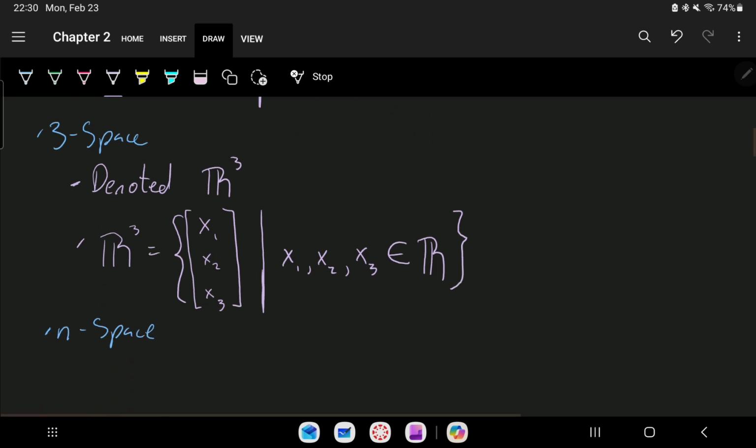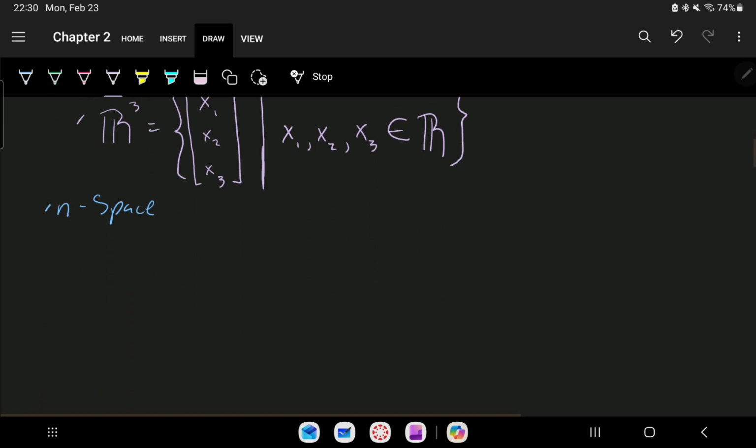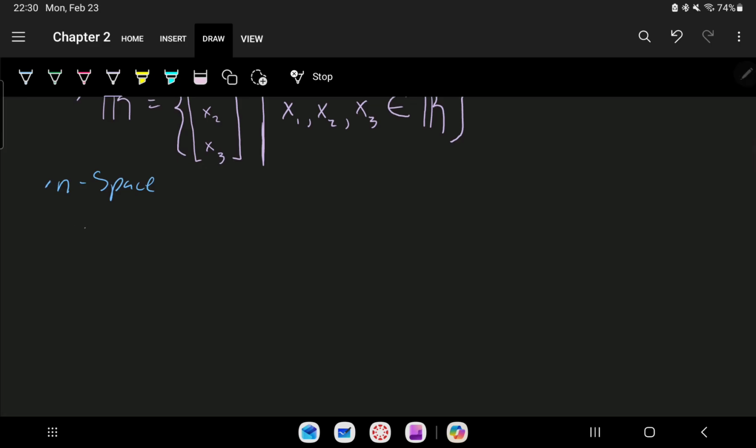And we can generalize this even further by going to n-space, which is going to be R superscript n. And this is basically the same thing, but n is not really restricted to being 2 or 3. We can see this further by writing the set theory notation as follows.